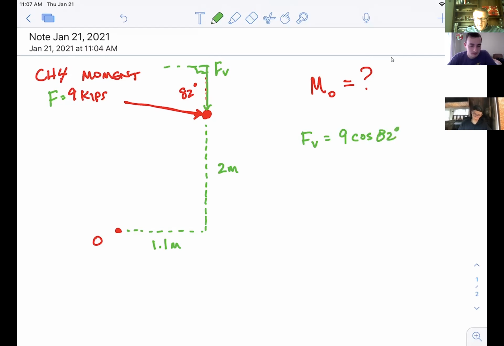Speaking of locating, I'm now locating my calculator, and because I'm teaching calculus, I am converting it back to degree mode. I'm making this problem up on the fly, so I don't know the answers to this stuff. 9 times the cosine of 82. I got 1.25.